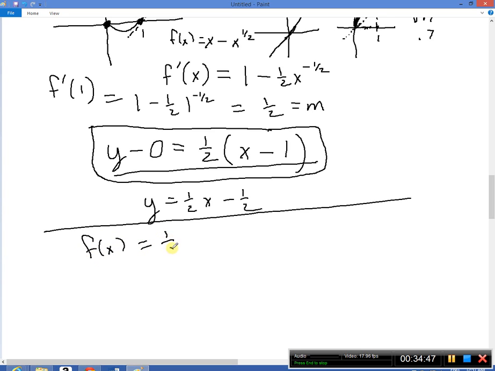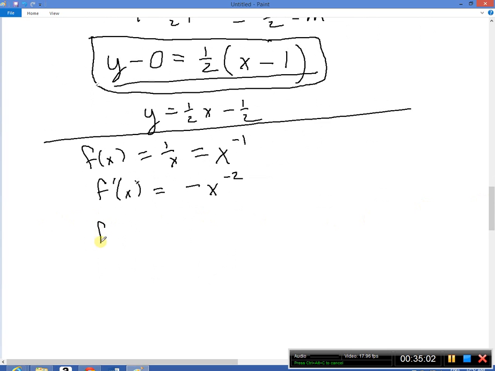But I'm going to write it as x to the minus 1, so I can use the high school rule to calculate the derivative. So the first derivative is minus x to the minus 2. What's the second derivative? Well, you take the derivative of that, the minus 2 is going to come down, canceling that minus, and it's going to be plus 2x to the minus 3.